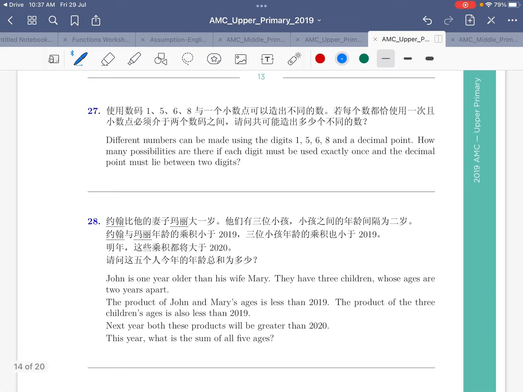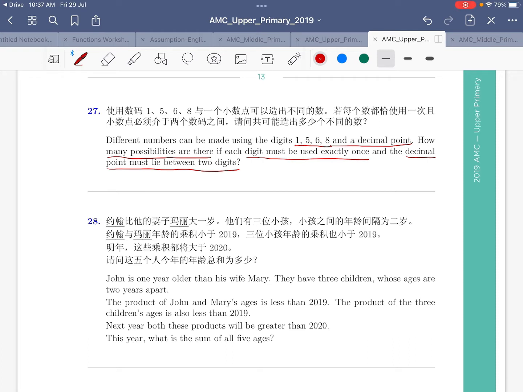So let's take a look at what question 27 is talking about. Different numbers can be made using the digits 1, 5, 6, 8 and a decimal point. How many possibilities are there if each digit must be used exactly once and the decimal point must be between the two digits? Well, this one looks like a permutation and combination question.